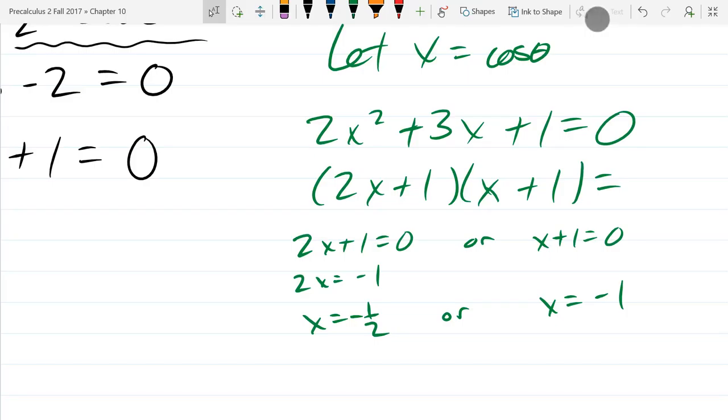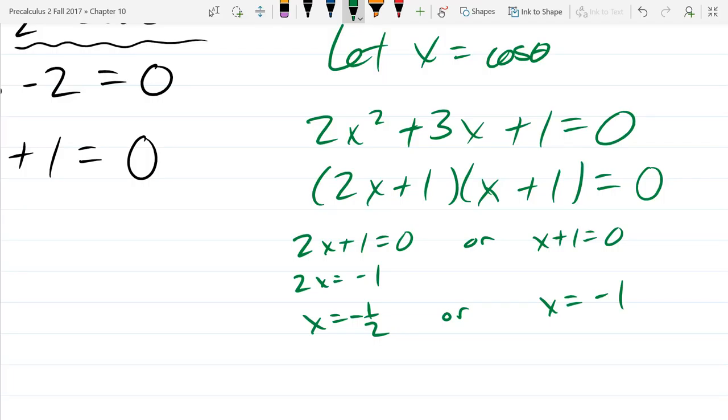So I use the zero product property. Two products that multiply to make zero means one or the other or both are zero. I just wrote down 2x plus 1 is 0, or x plus 1 equals 0, and you have your two x values, one for each of the factors. All right, that was just an Algebra 2 quick review right there.